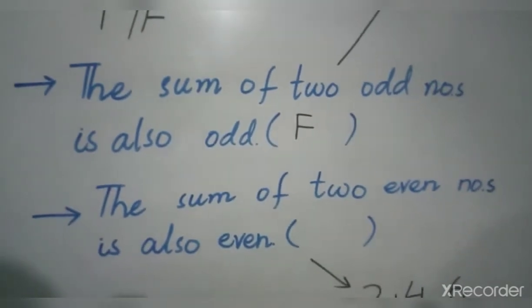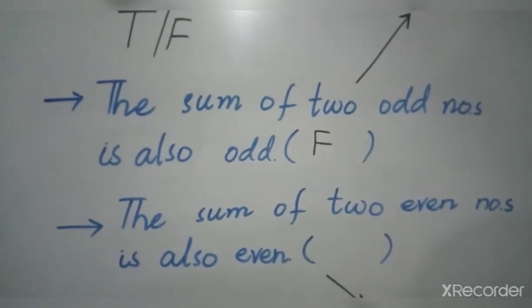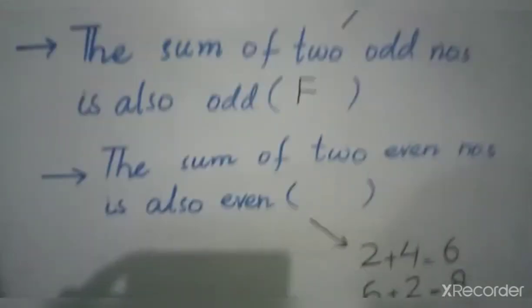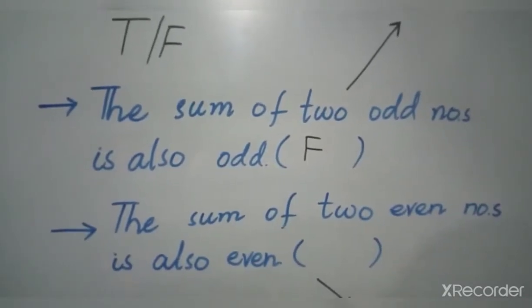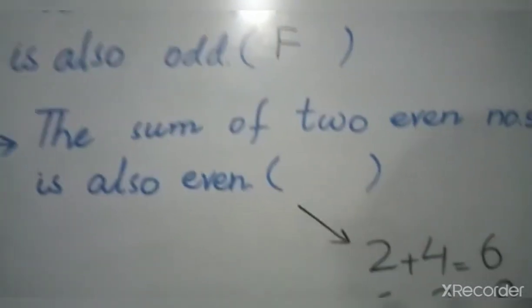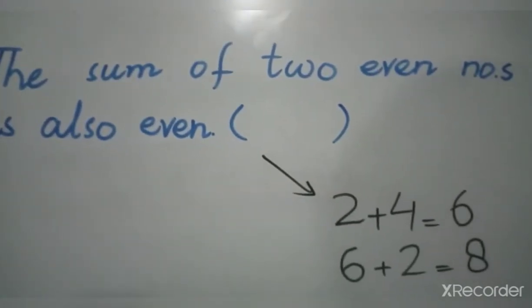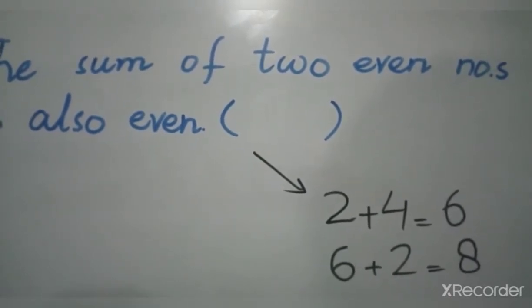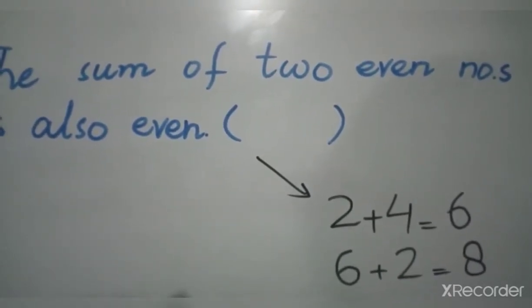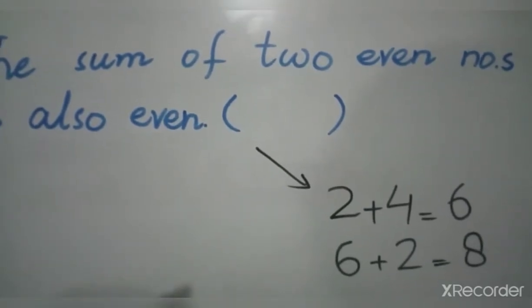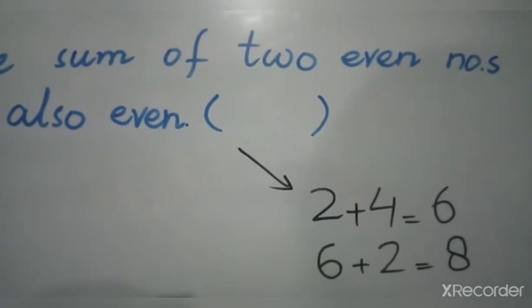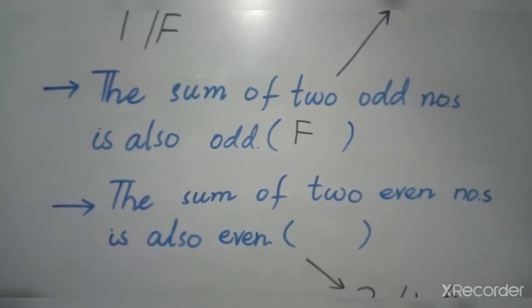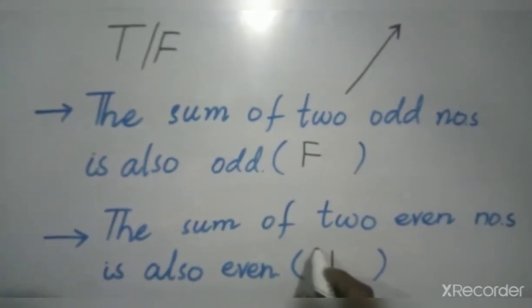Second one is, the sum of two even numbers is also even. It means if we add two even numbers, the answer is also even. Let's see here. If we add 2 and 4, our answer is 6. It means the addition of two even numbers is also even. 6 and 2 are also even numbers, and the addition of these two numbers is 8. So our second statement is true, as we get an even number by addition of two even numbers.